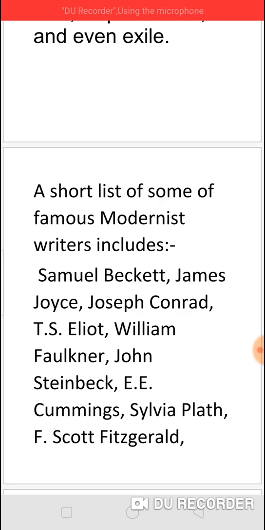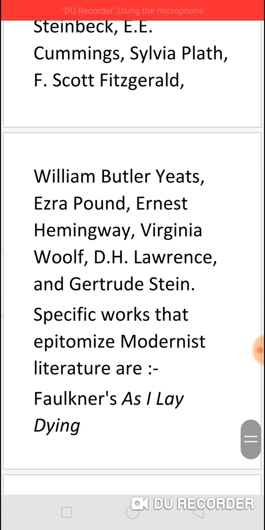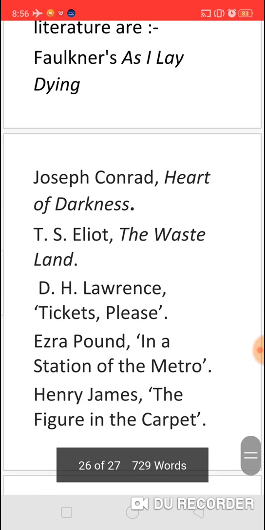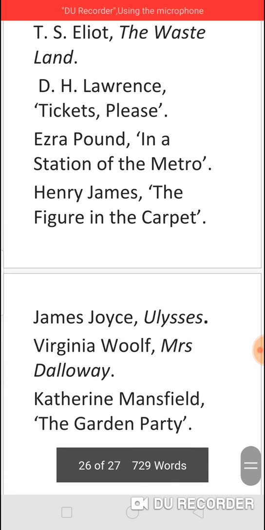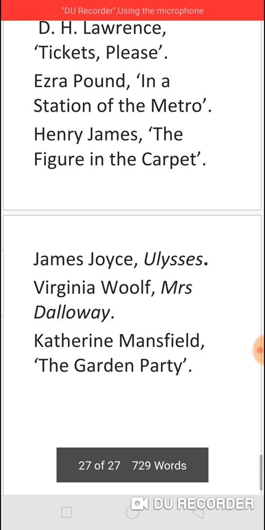William Faulkner, John Steinbeck, E.E. Cummings, Sylvia Plath, Scott Fitzgerald, William Butler Yeats, Ezra Pound, Ernest Hemingway, Virginia Woolf, D.H. Lawrence, and Gertrude Stein. The most important works of modernist literature are Faulkner's As I Lay Dying, Joseph Conrad's Heart of Darkness, T.S. Eliot's The Waste Land, D.H. Lawrence's Tickets Please, Ezra Pound's In a Station of the Metro, Henry James' The Figure in the Carpet, James Joyce's Ulysses, Virginia Woolf's Mrs. Dalloway, and Katherine Mansfield's The Garden Party.